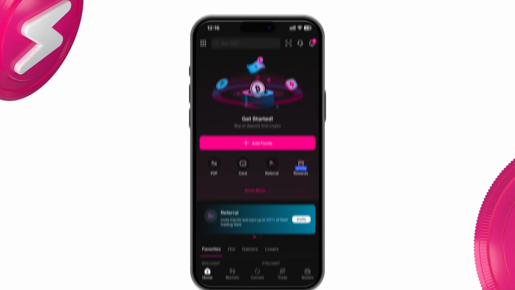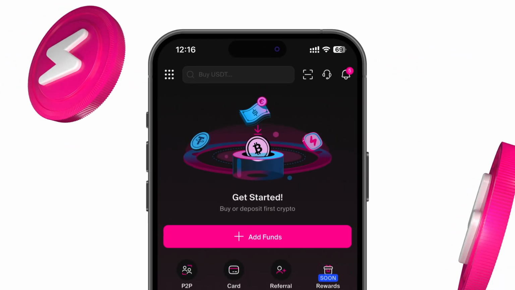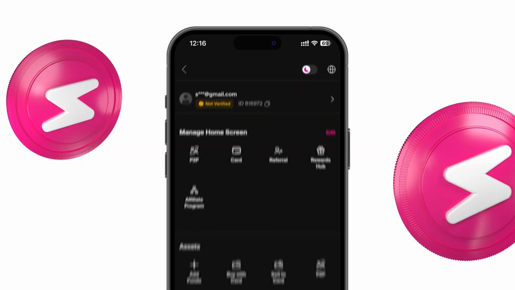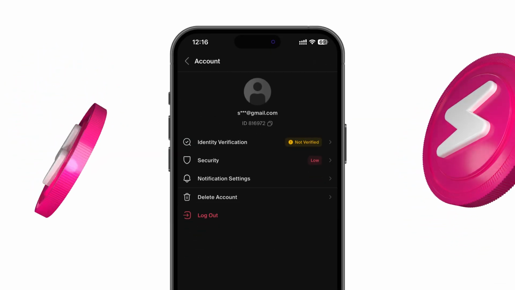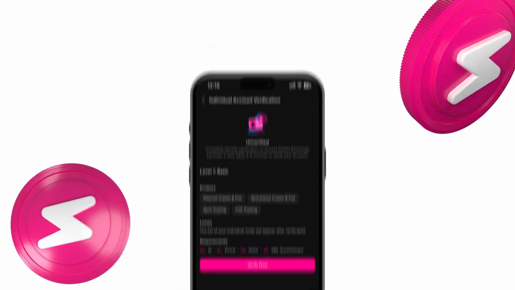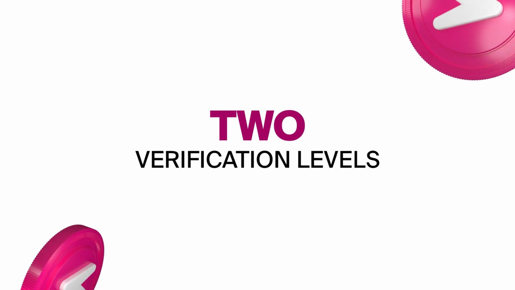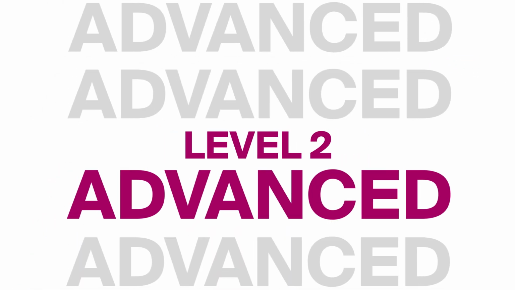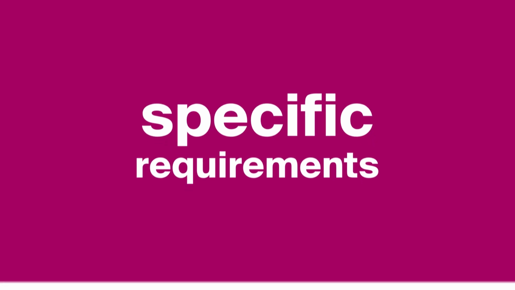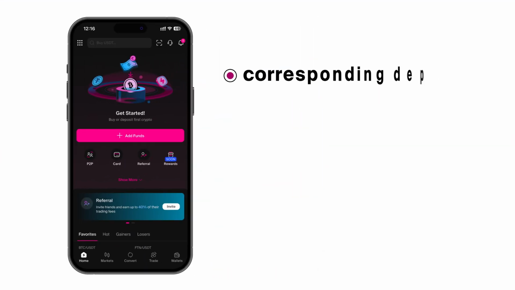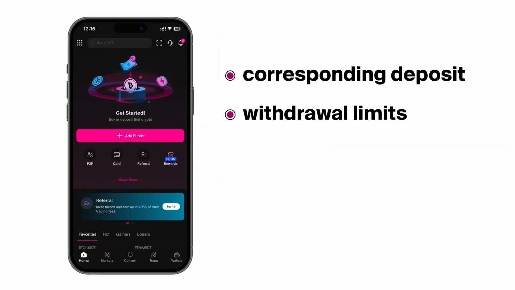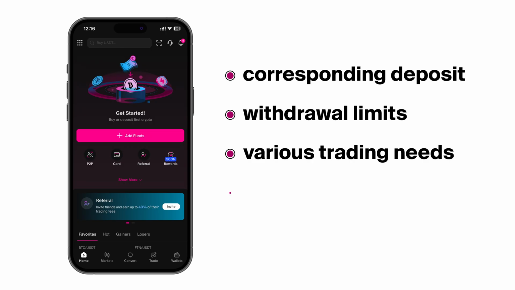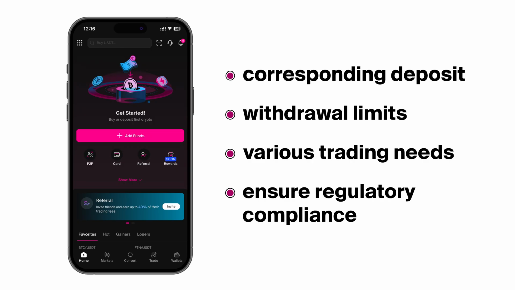To start, navigate to Account in the upper left corner. Click on it, then select Identity Verification. Fastex offers two verification levels: Level 1, Basic, and Level 2, Advanced. Each level has specific requirements along with corresponding deposit and withdrawal limits to various trading needs and ensure regulatory compliance.